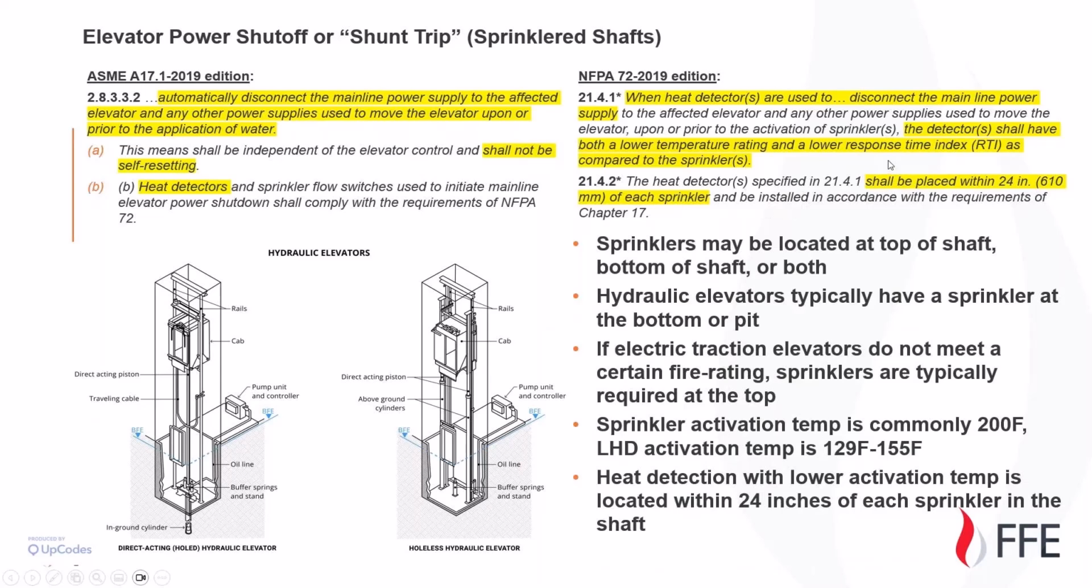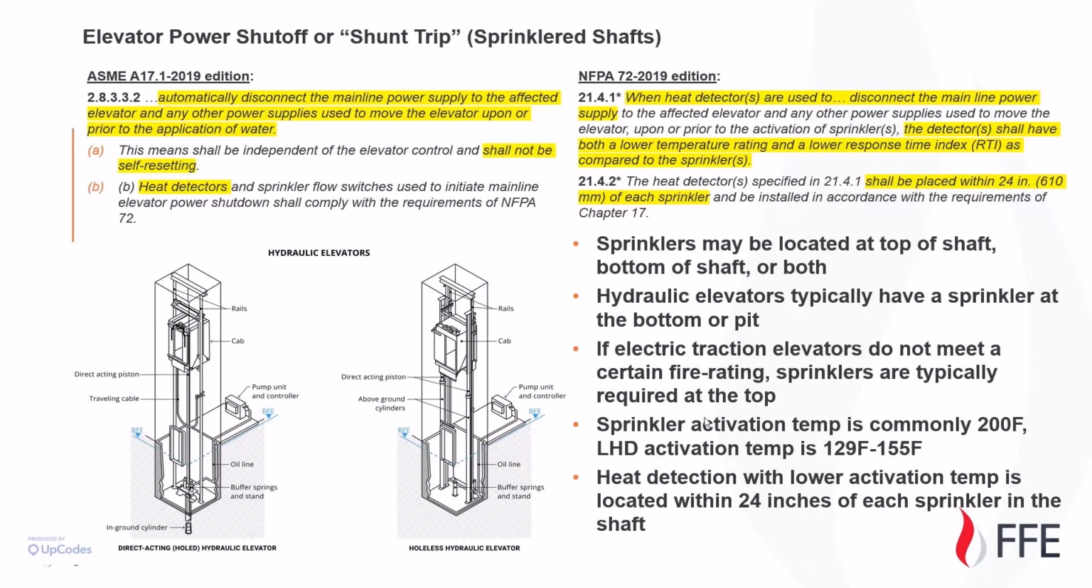So the idea between shutting off the power and having sprinklers is that you want to avoid a mixture of water from the sprinklers and the electronics from the elevator. So this is something that should alarm or trip several minutes before that sprinkler head is activated. And that's what is highlighted here in these code snippets. You have location, you have lower temperature rating, and a lower response time index as compared to the sprinklers to ensure that it does activate and shut off the power before water starts flowing.